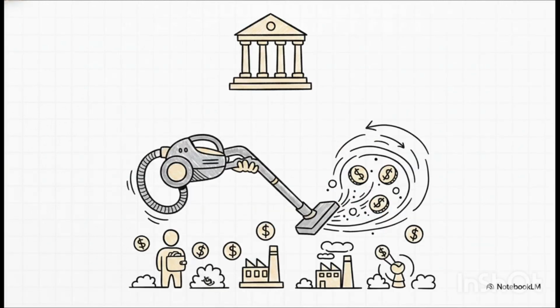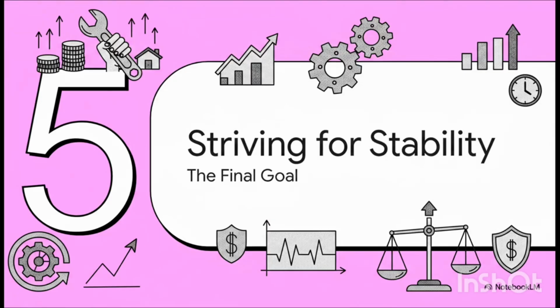Now, on the other side, what if the economy is growing too fast and prices are skyrocketing? Well, the government can use contractionary fiscal policy to tap the brakes. This could mean cutting back on its own spending, or it might mean raising taxes to take some of that extra spending power out of people's hands. So it's all about trying to land the plane instead of letting it crash.